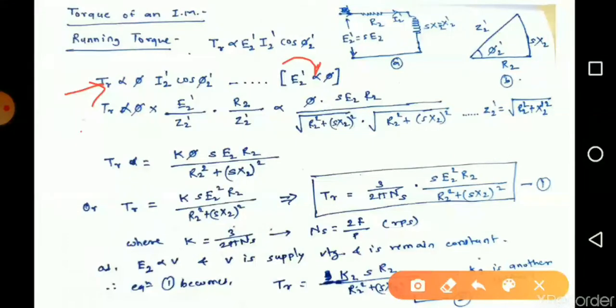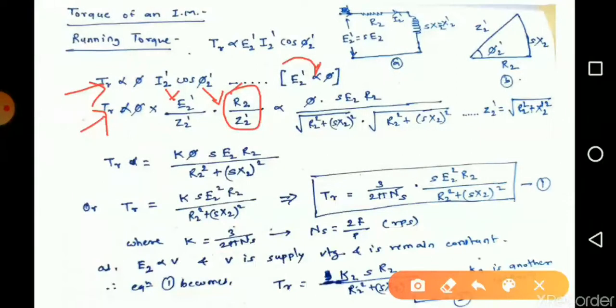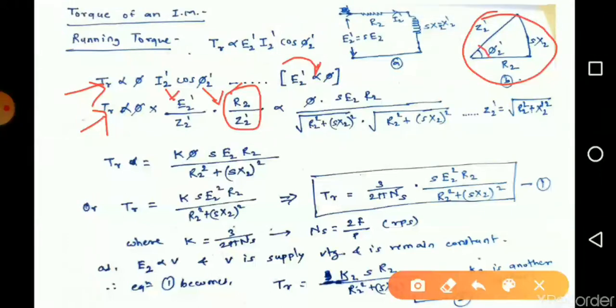Now in the next step, we're going to put the value of I2' as E2' upon Z2', where E2' is again the EMF and Z2' is the impedance of the rotor circuit. Similarly, cos φ2' is the power factor, which is given by the formula R2 upon Z2'. This formula we have derived from the impedance triangle. If we take the cos of this angle, we can write it as R2 upon Z2.